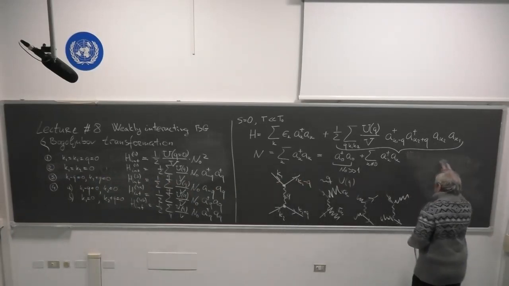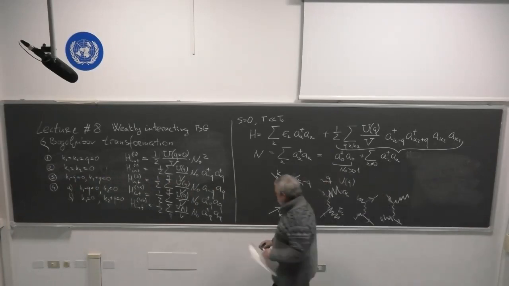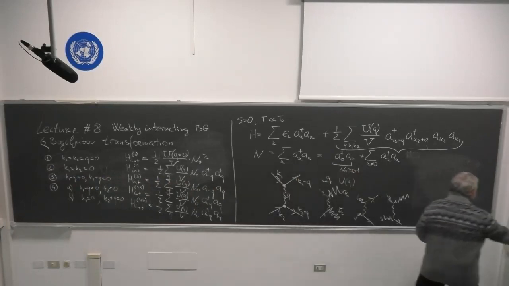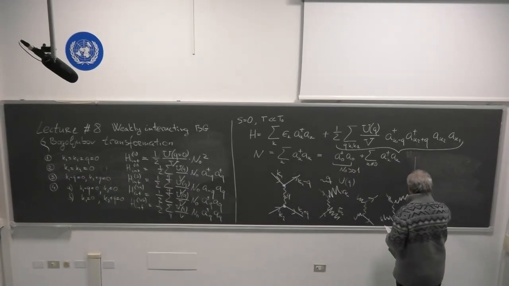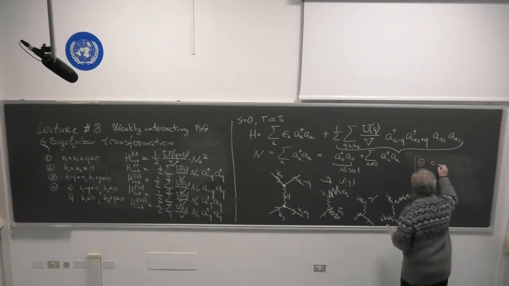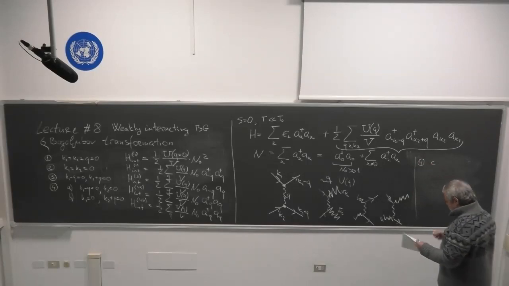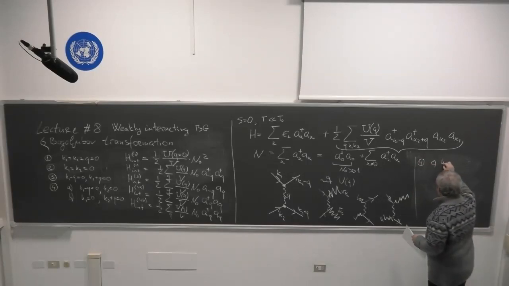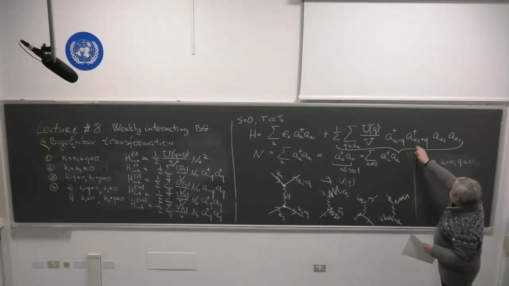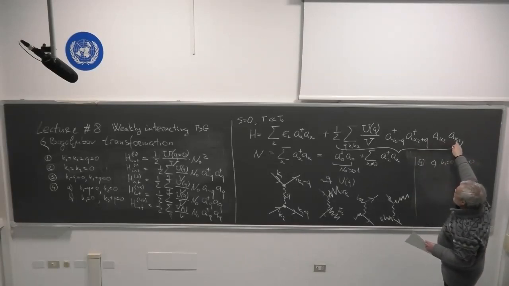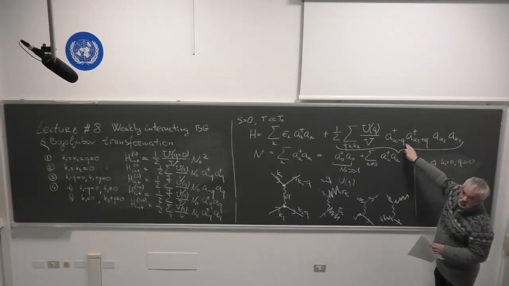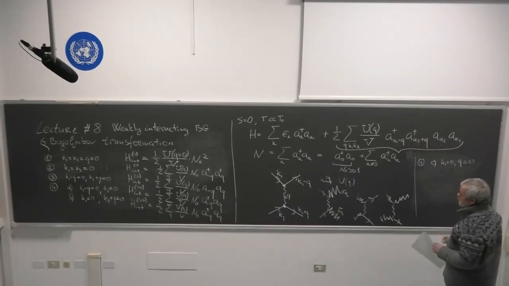I will write it here. So possibility C and D. For C, if I take K1 equal to 0 and Q equal to 0, which means K1 minus Q also equal to 0, we have only these two terms.